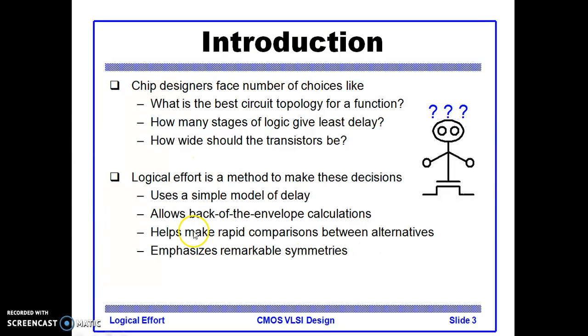So you can have different available circuits to implement the same logic. Then you can easily compare which one is giving the least delay, so that can be a proper decision before you go for the final fabrication. It also emphasizes remarkable symmetries, meaning that we can easily make the MOSFETs if we have symmetries while writing the layout.